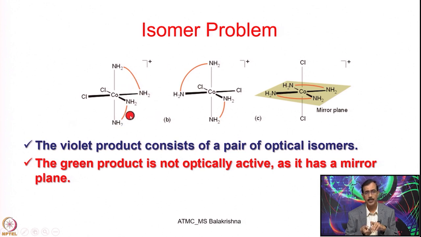So, that means the violet product consists of a pair of optical isomers, and the green product is optically inactive because it has a mirror plane. So, that means we have 1, 2, 3 isomers, and with tris(ethylenediamine) we have 2 more isomers. So, in total, when you react cobalt(III) chloride with ethylenediamine, there is a possibility of making 5 isomers.